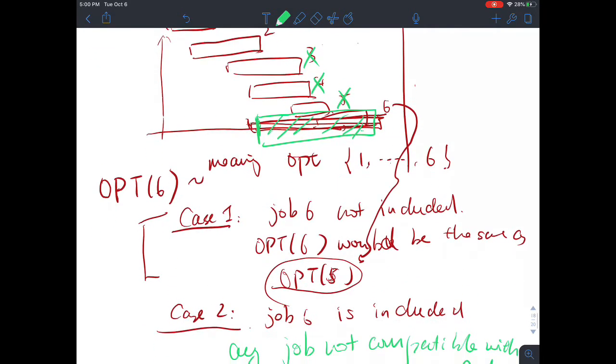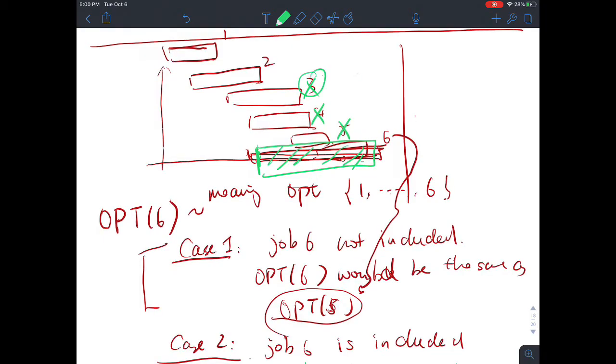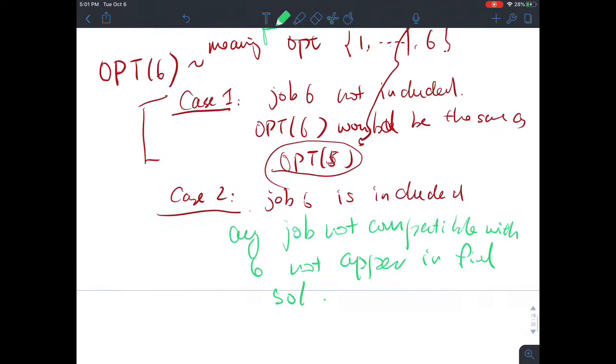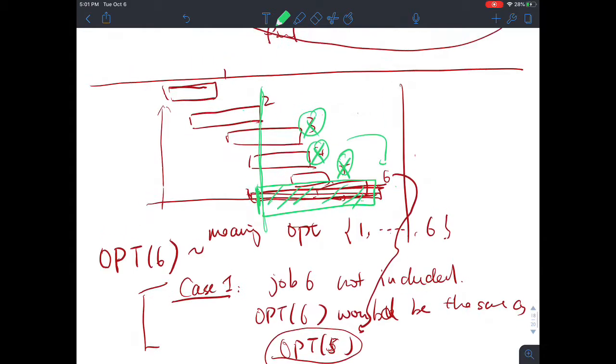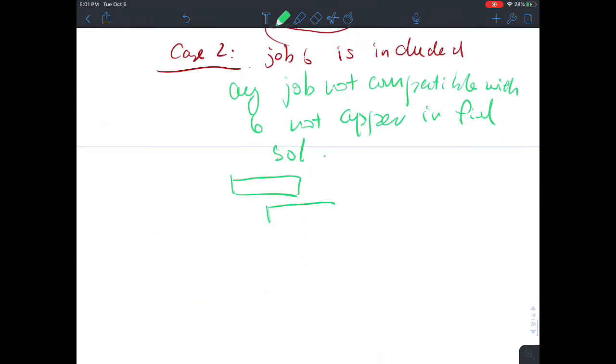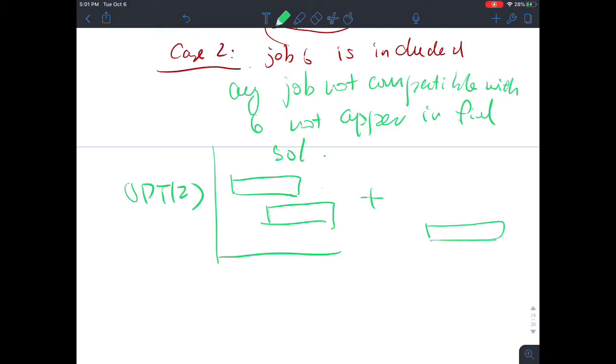For this specific example, numbers 3, 4, and 5 are not compatible with 6, so none of them can appear in the final solution. I just assume that number 2 and number 6 are compatible. So then you need to find the optimum solution for the first 2 jobs, plus your sixth job.